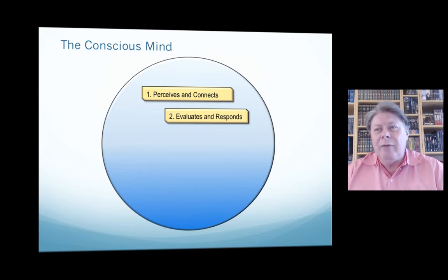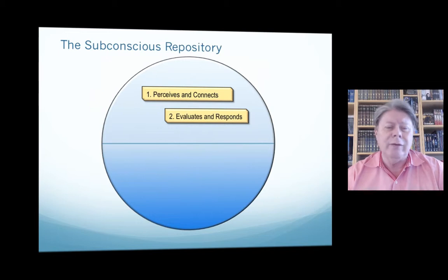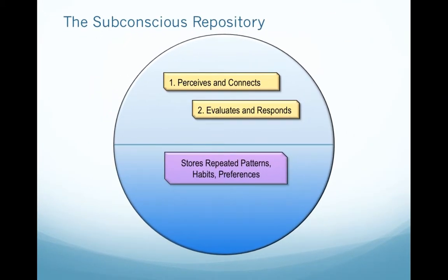You can imagine that if we had to think about everything from our breathing to every conscious movement, picking things up, observing something, deciding what to do with it, it would just be overwhelming for our conscious mind. So we have a subconscious repository to take care of that for us. Its job, as a repository, is to store things. And what it stores is anything that's repeated. Repeated patterns, repeated habits, repeated preferences.